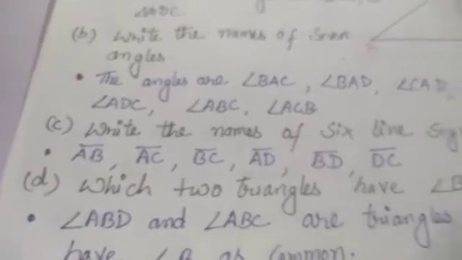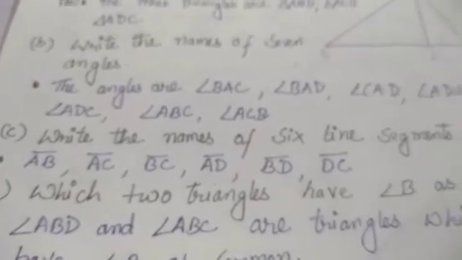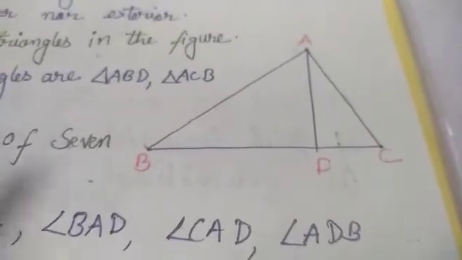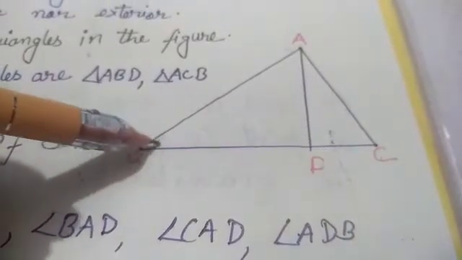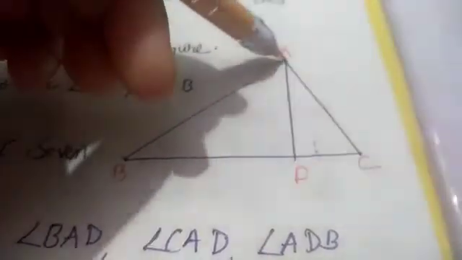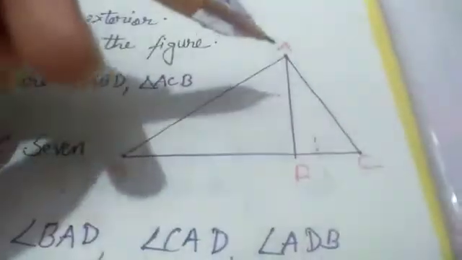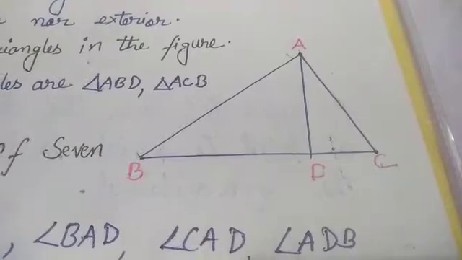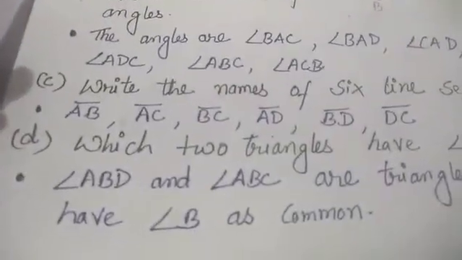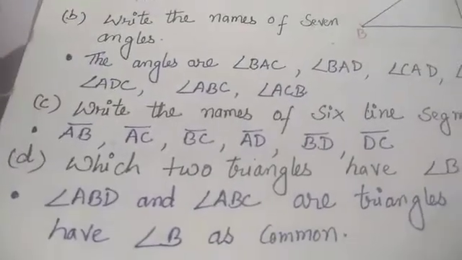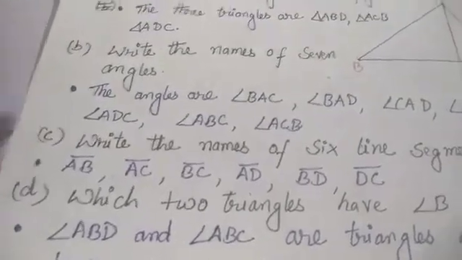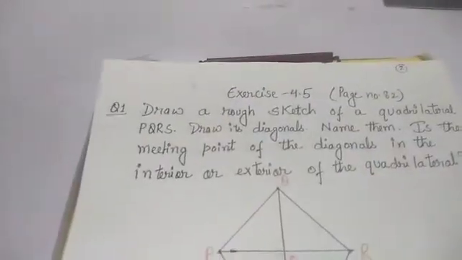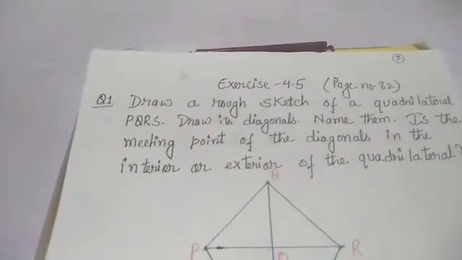Now D part, which 2 triangles have angle B as a common? You can see in the figure angle B. This is angle B and this is in triangle ABC and triangle ABD, which means angle B is common in triangle ABC and triangle ABD. Angle B is a common angle. Like we have finished our exercise 4.4.